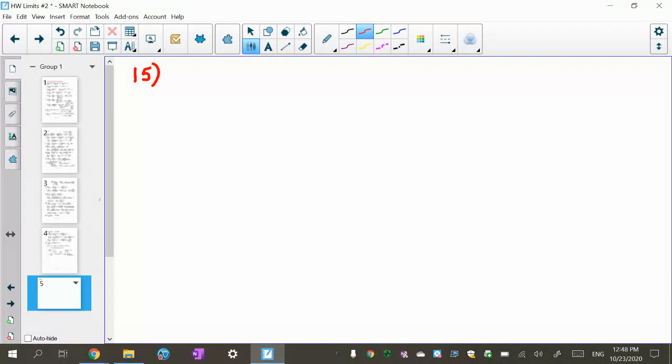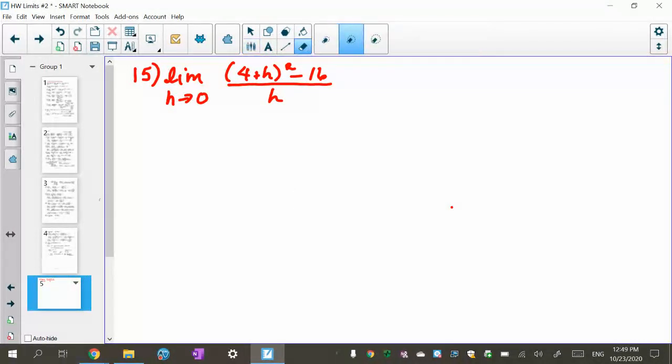So 15 asks you for the limit as h approaches 0 of (4 plus h) squared minus 16, all over h. All right. So when I look at this one, the first thing I always do is substitute in and make sure that the limit isn't right away there. So I stick a 0 in there. I get 4 squared is 16, minus 16, so it's 0 over 0. So I have my indeterminate form. I always do that first.